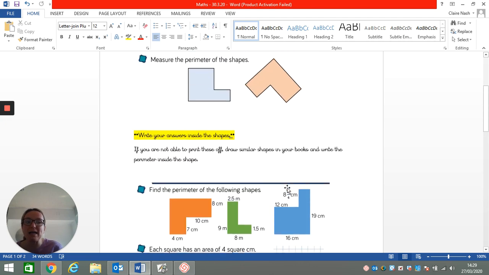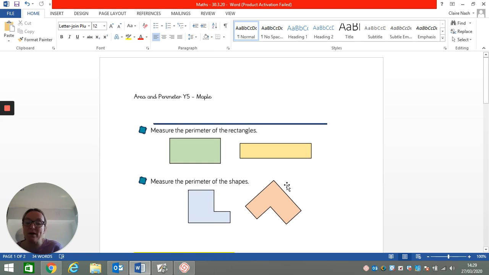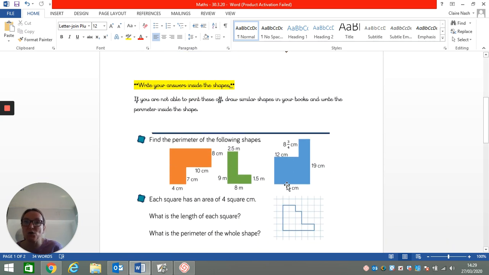Okay, and lastly, when you have finished this sheet, then I have set you some Purple Mash to-dos along area and perimeter, just so I can be sure that you have consolidated your learning and you have understood this lesson.